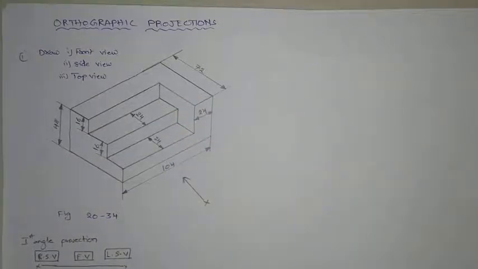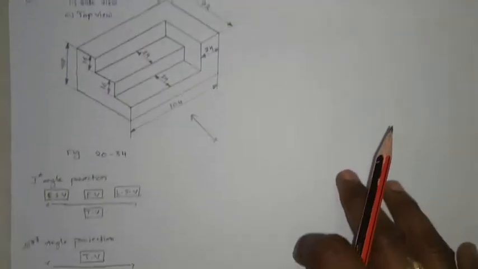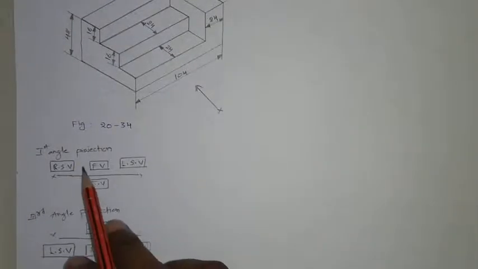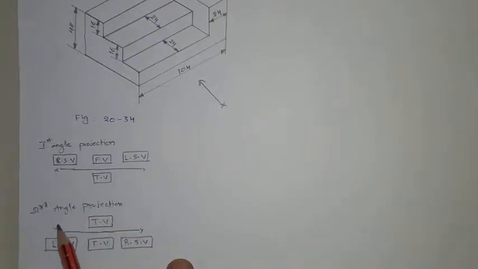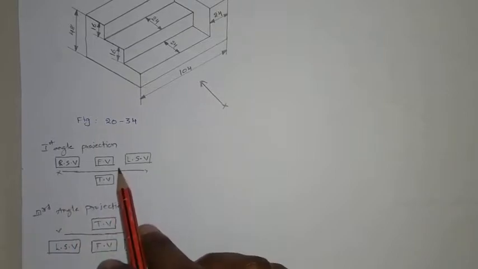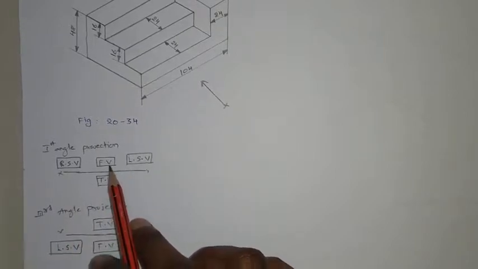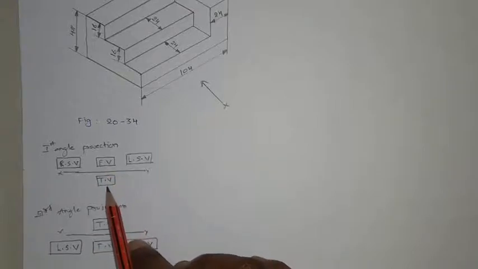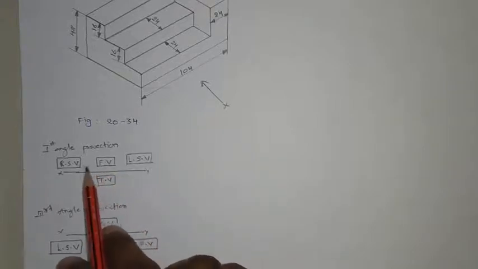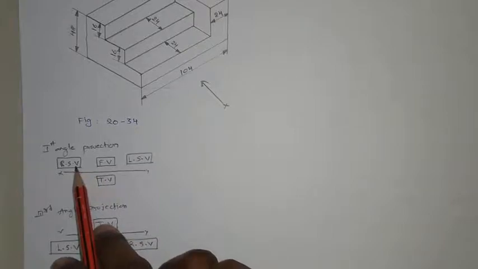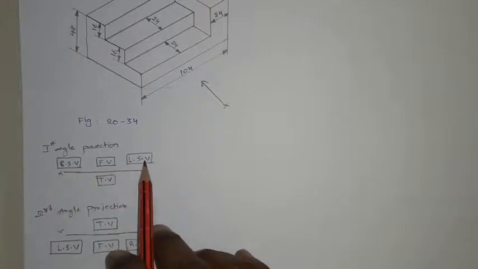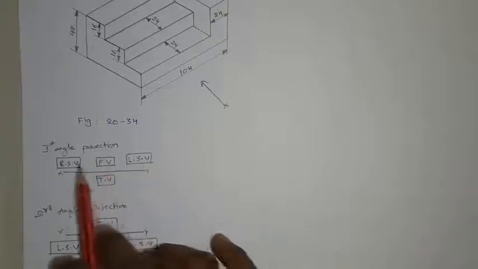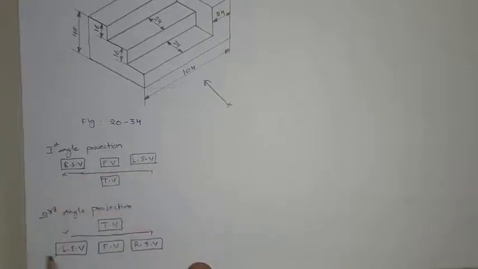In orthographic projections, we can draw the front view, side views and top view in two ways. One is first angle projection and the next one is third angle projection. In first angle projection, the front view will be lying above the reference line and the top view will be lying below the reference line. To the left of the front view you will have the right side view, and to the right of the front view you will have the left side view. So this is how you have to draw in case of first angle projection.